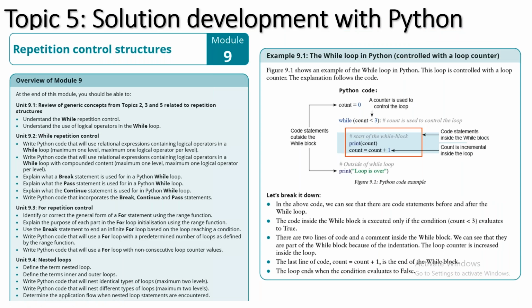So then we move on to module 9, which is repetition control structures. So again, in this module, in terms of the learning outcomes, students need to know with Python how to use the while repetition control, how to use the for loops, and then nested loops, either with the same loop type or with mixed nested loops. And we also have break, pass, and continue statements, which allows programmers to exit at different points in their code.